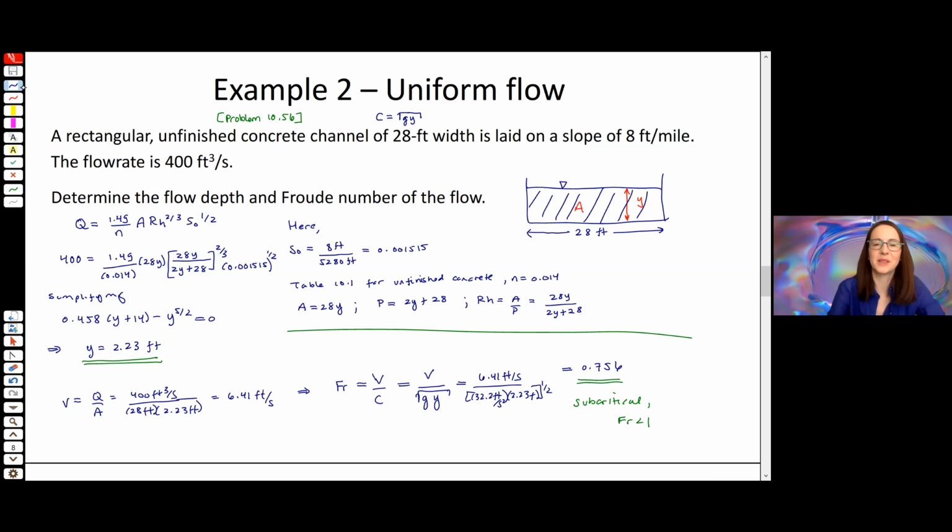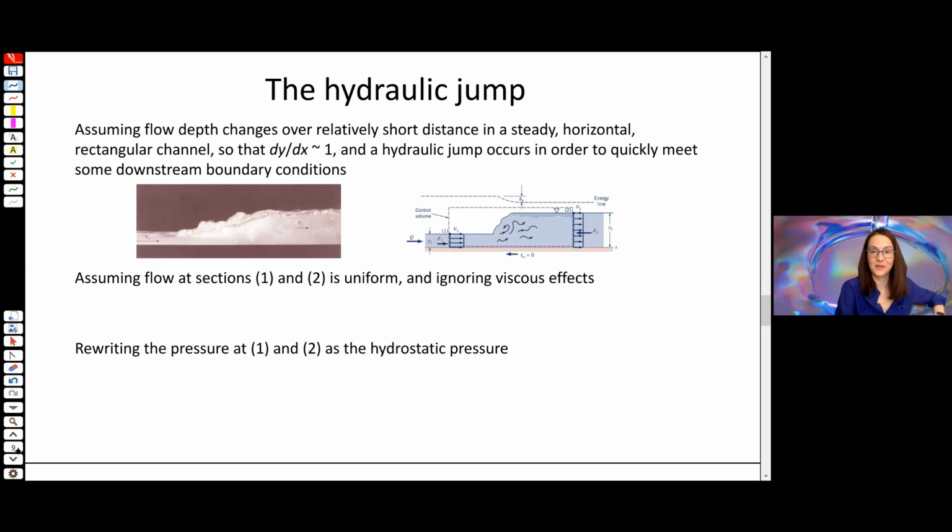All right, any questions about this example? All right, let's move on and talk about hydraulic jumps.